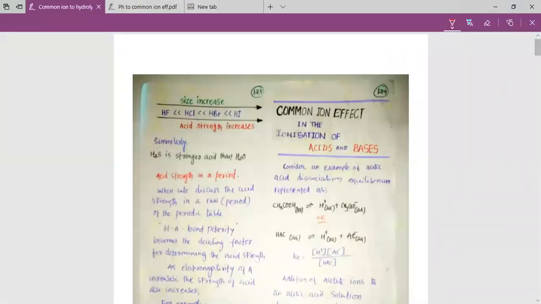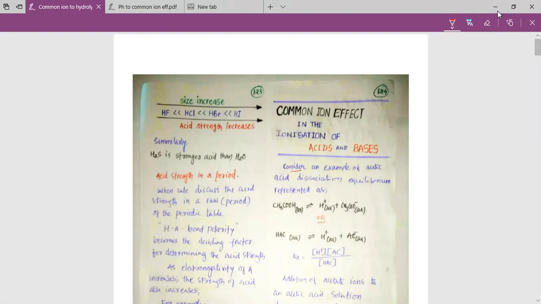Dear students, what can you see on your screen? Can you tell me, please? Browser. Can you read the common ion effect and then consider? Can you read this? Are you able to read this? Consider on your screen. Yes, sir. It is a little blurry. Yes, sir.